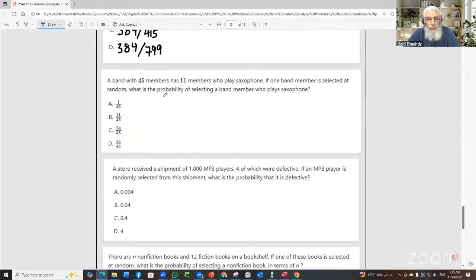A band with 45 members has 11 members who play saxophone. If one of the band members is selected, band members is 45, so this is the total. Selected at random, what is the probability of selecting a band member who plays saxophone? Who plays saxophone is 11. So 11 divided by 45, this is the probability.